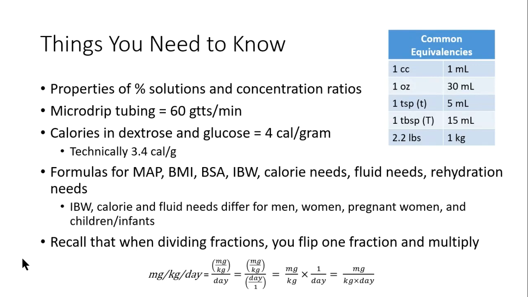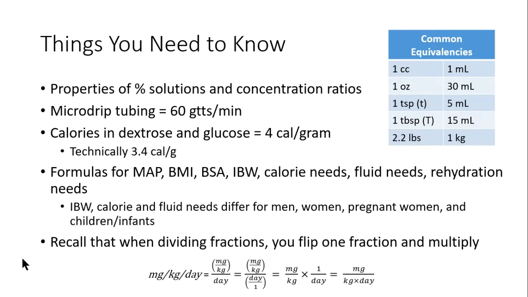And then we also need to know the formulas for MAP, BMI, BSA, IBW, the calorie needs, fluid needs, and rehydration needs. As a note, the IBW, the calorie and fluid needs differ for men, women, pregnant women, and children and infants. So we have to tweak the formulas for each depending on the gender and age of the patient. And also recall that when dividing fractions, you have to flip the bottom fraction and multiply.